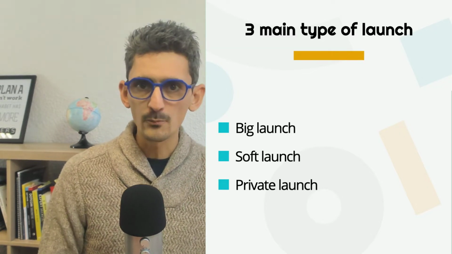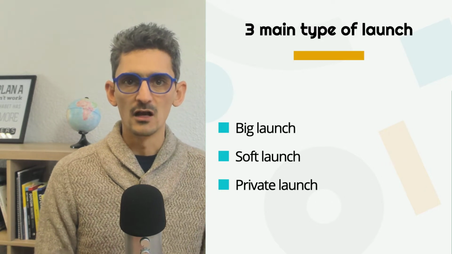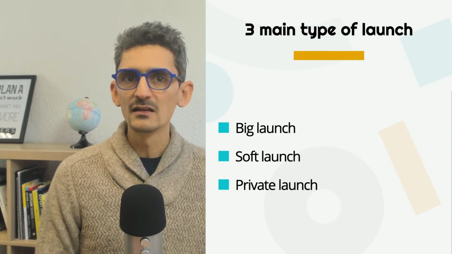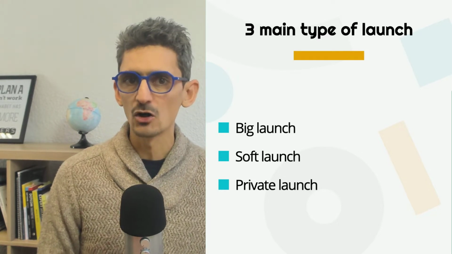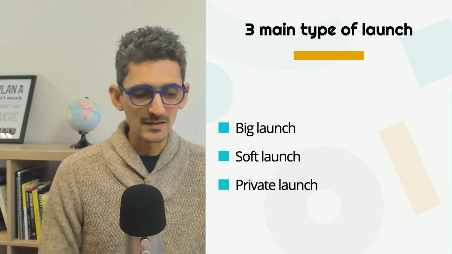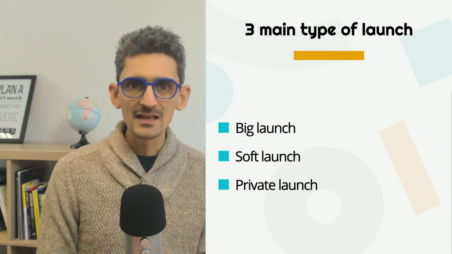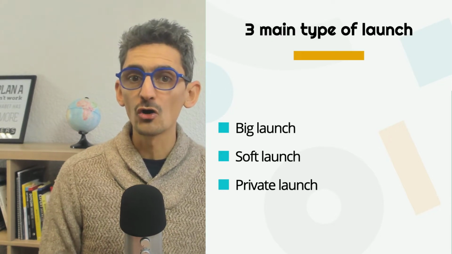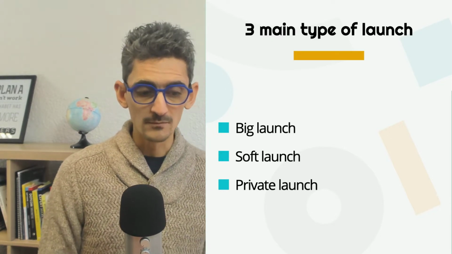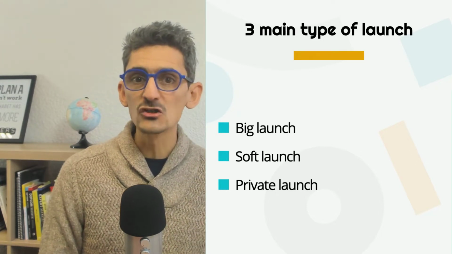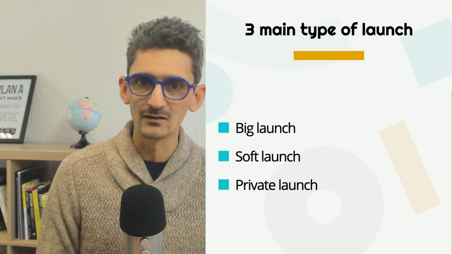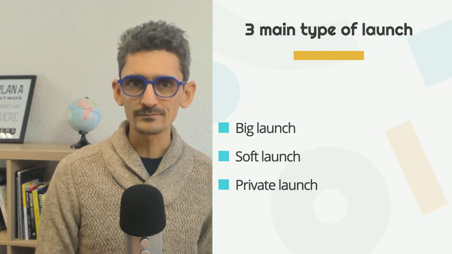The second type of launch that I would recommend is the soft launch. Basically, you publish the app without communicating, and then you slowly increase the communication. The last type of launch is the private launch. Basically, you tease your app, then you give an invitation code to your early users. This code can be unique for everyone, or it can be specific to each user, like Clubhouse did last year.